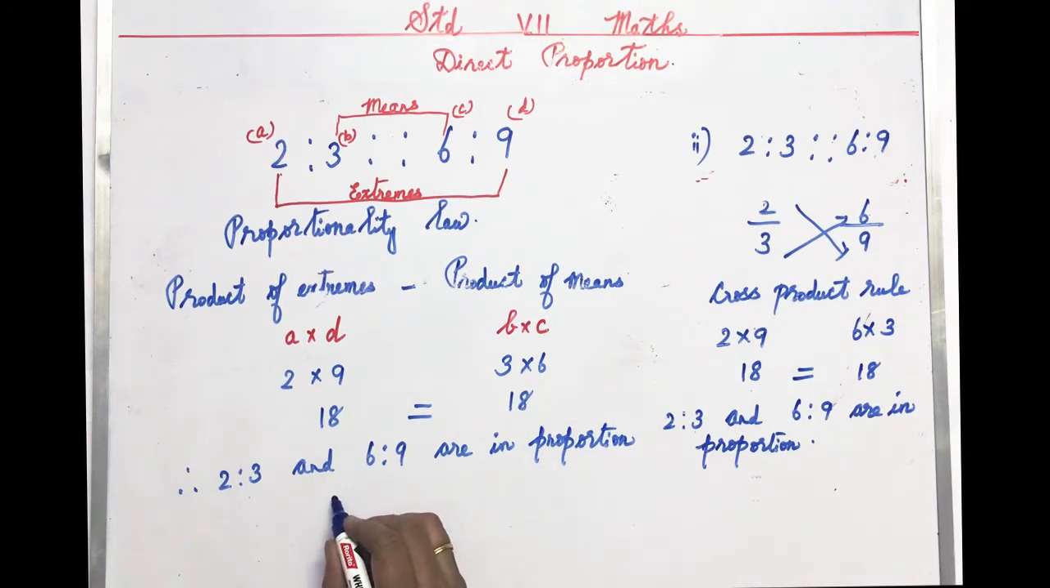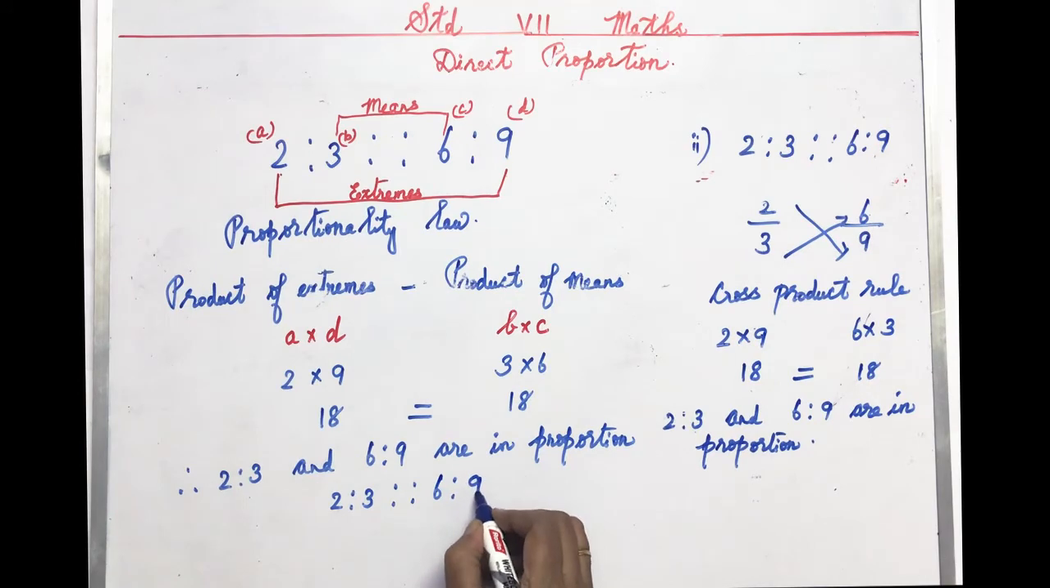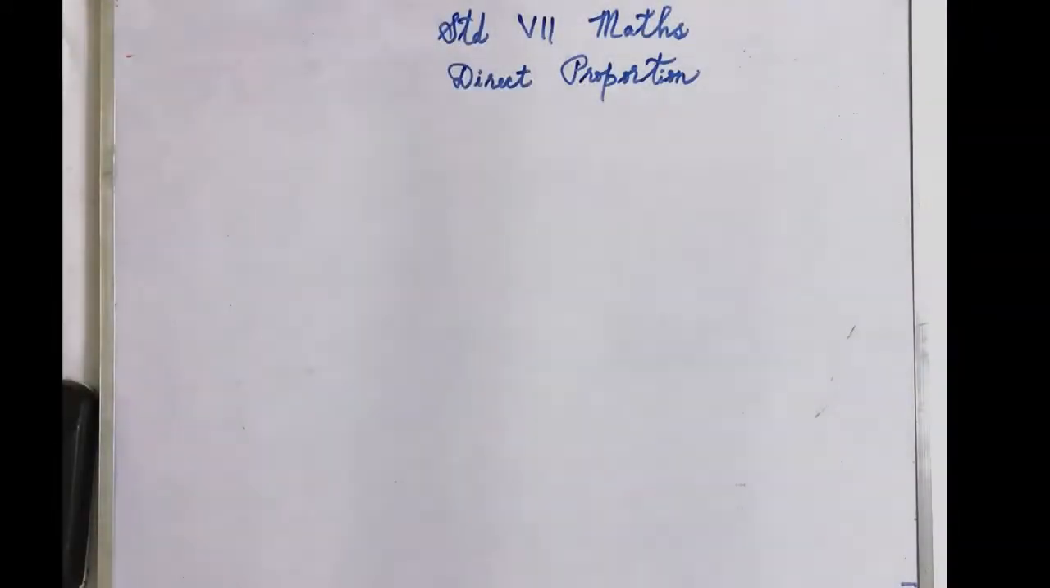So, this we can write as 2 is to 3 as 6 is to 9. So, if you are thorough with ratio and proportion, we can do the sums on direct proportion easily. We shall see it now. Now, we are going to see direct proportion.